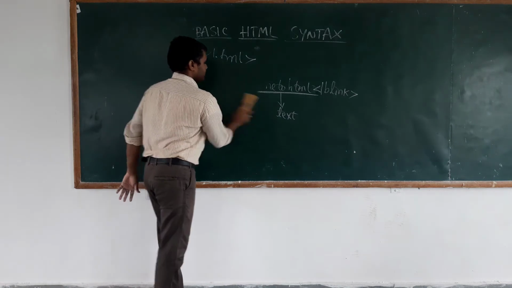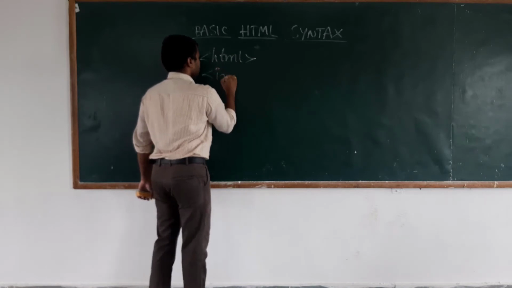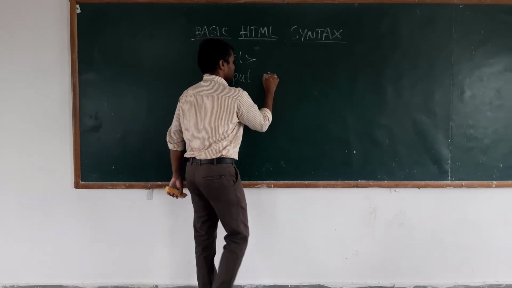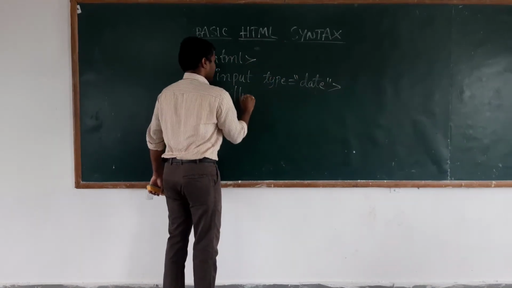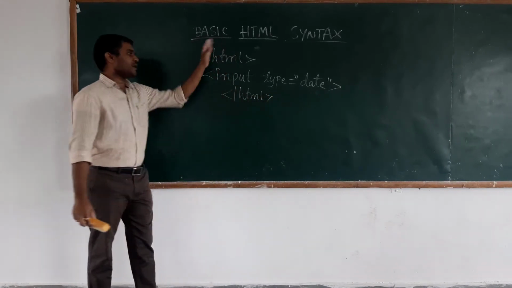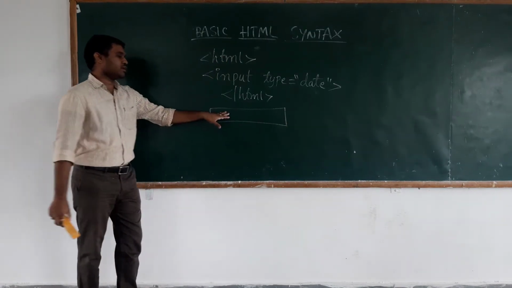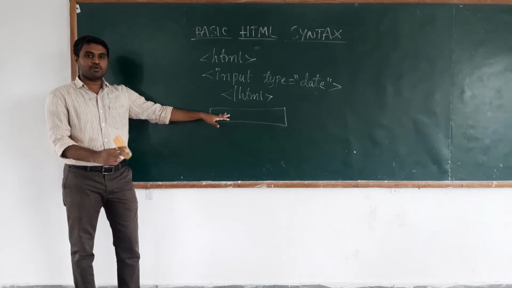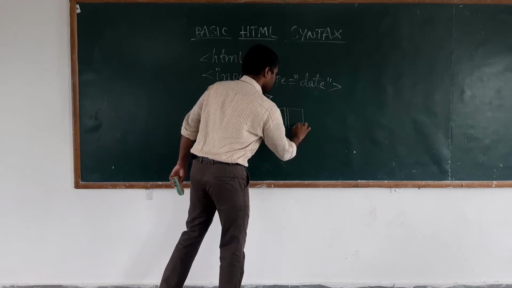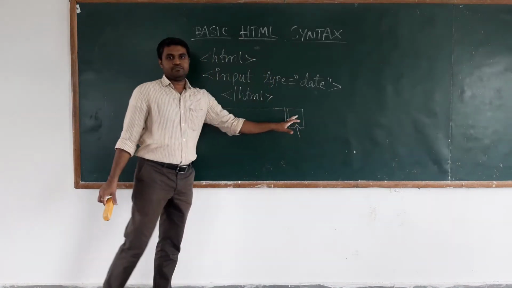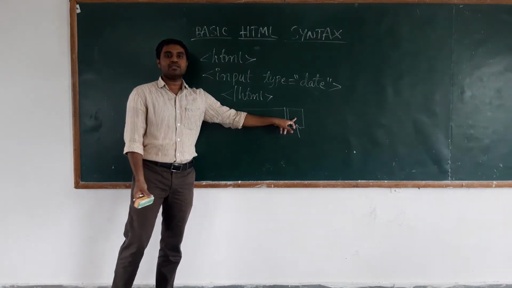One more example. Let us say I have written something like this: <HTML> <input type="date"> </HTML>. After running this particular program, you will get an output like this. You will get a single line text box which is used to take input from the user, and one small box through which the user can select a date, month and year.